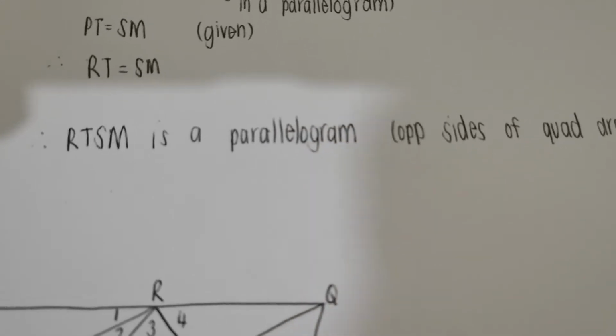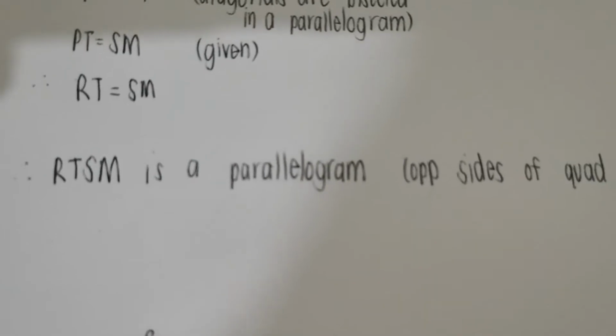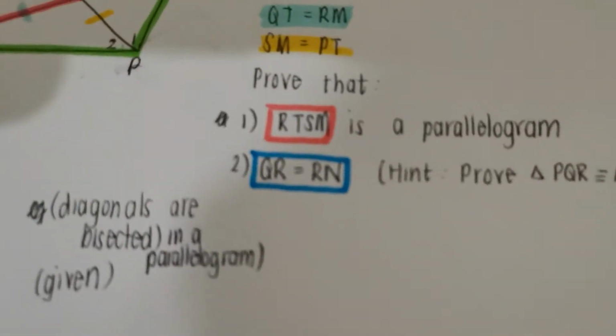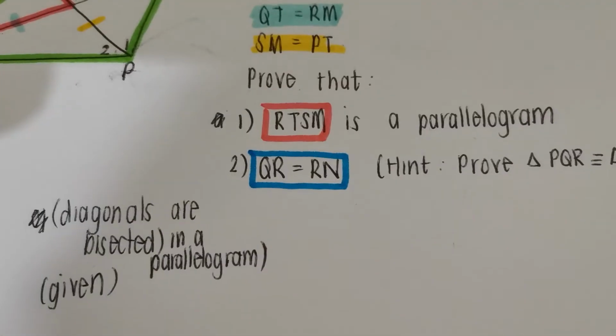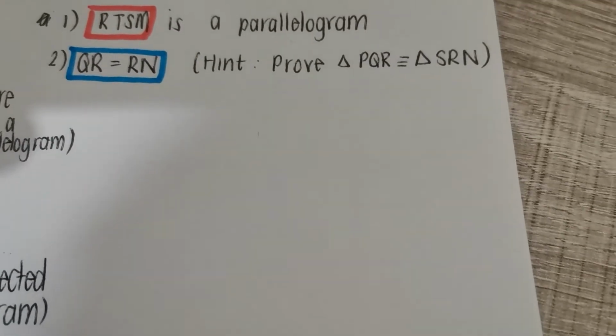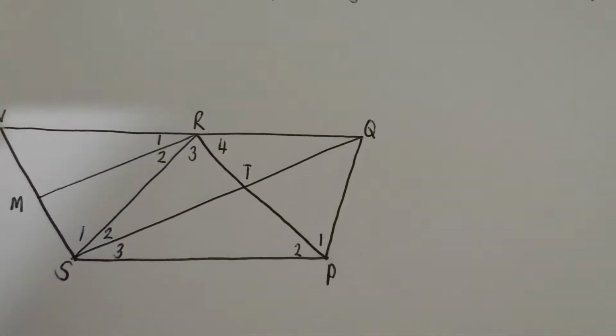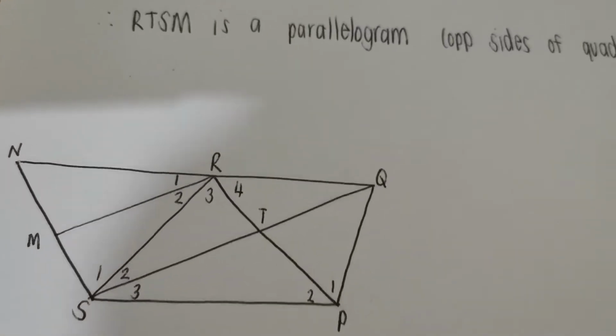I know I'm repeating this over and over. I want you to understand how important it is to use color pens. It makes you see the answer so much clearer. Okay, next question. QR equals RN. All right. I went and highlighted it over here. Right, and then they gave us a hint that we need to prove that PQR is congruent to SRN. So I just redrew the diagram so that I can highlight those two parts.